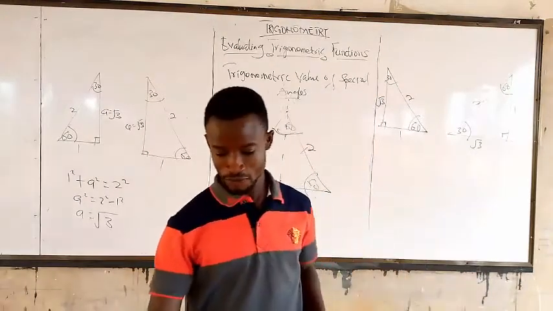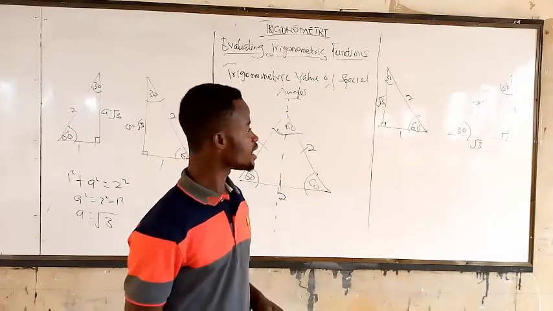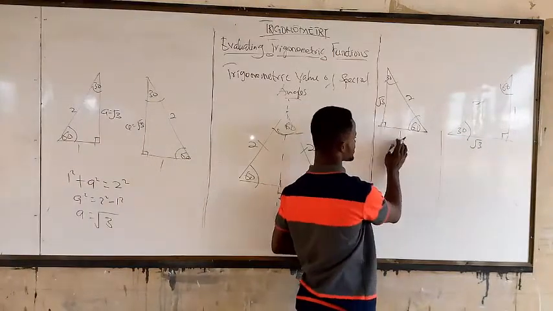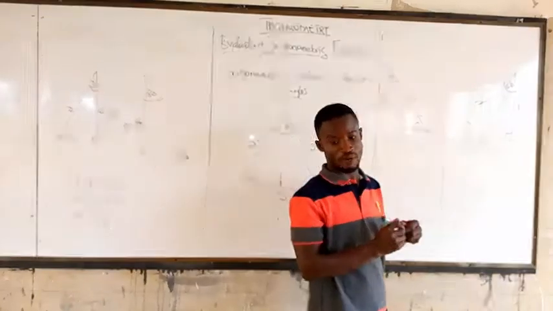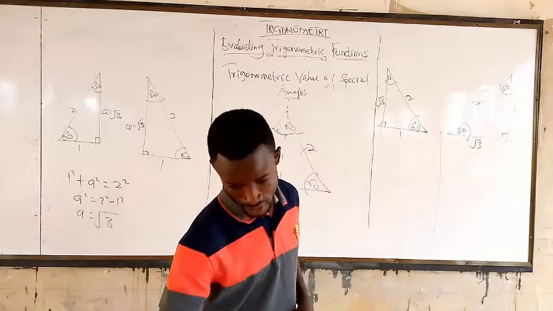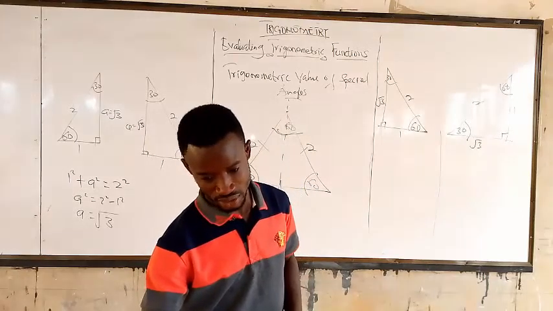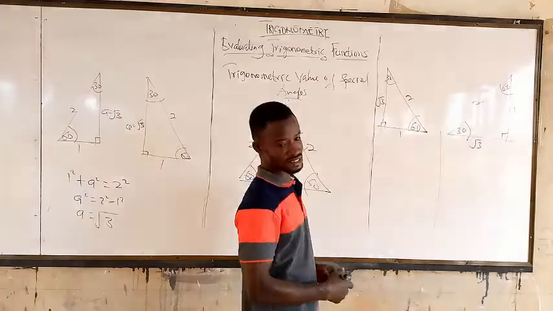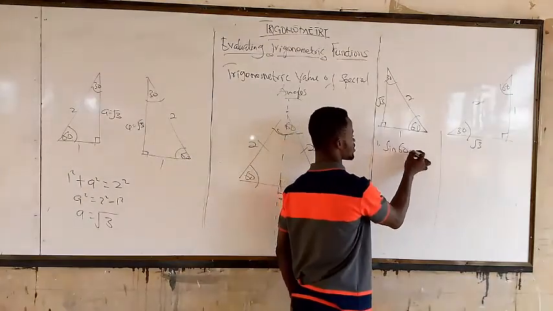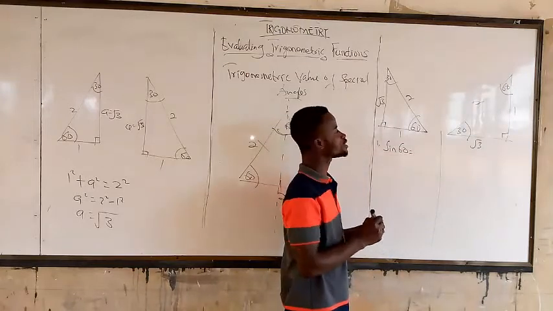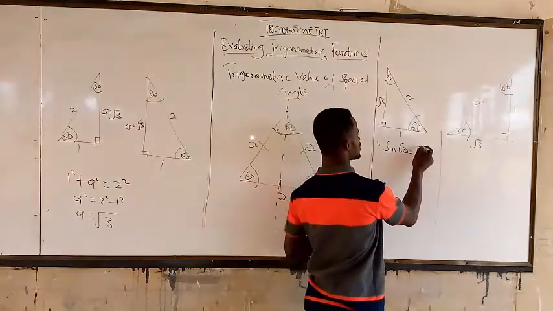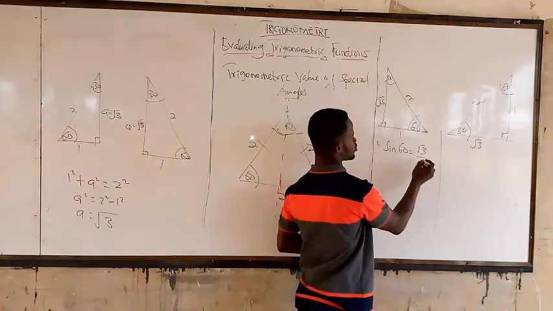Now, you have to also take note that the angle that we will get from this 60 degrees is different from the one that we get for the 30 degrees. So let's look at the one that we will get for 60 degrees. First, when you are looking for sine 60, sine 60 is going to be opposite over the hypotenuse. So the opposite is square root of 3. The hypotenuse is what? 2.